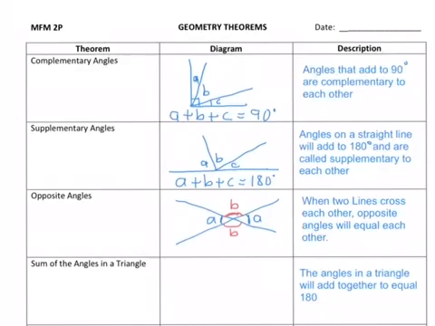The fourth one we're reviewing is the fact that the angles in a triangle are going to add together to equal 180 degrees. So I'm going to draw a triangle here and label the corners as an A, a B, and a C, and collectively A plus B plus C will equal 180 degrees. So we can use that to help us solve for unknown angles as well.